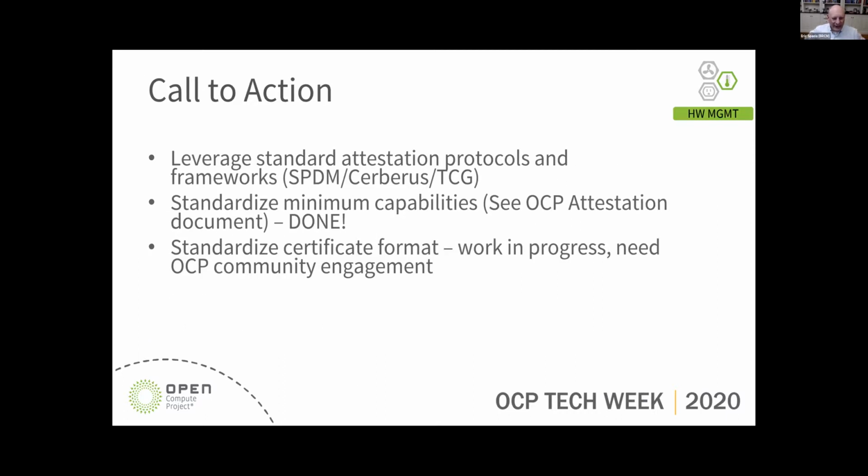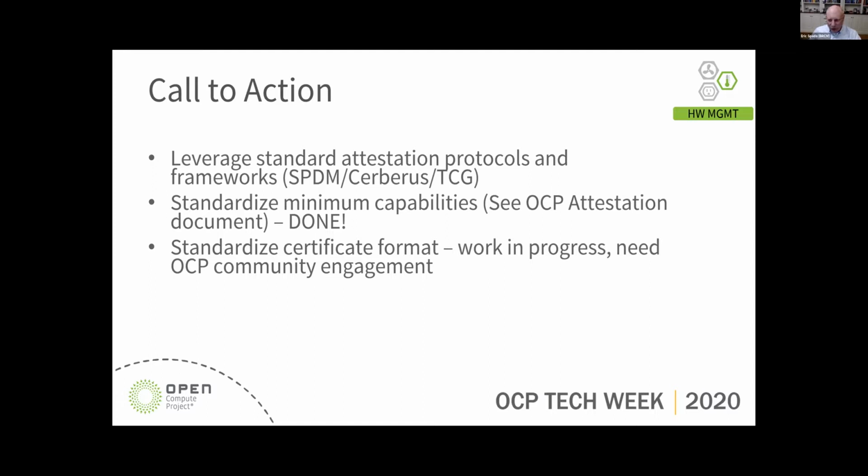Okay, so I think I've gone through and demonstrated some of the challenges with implementing this. The big thing that we want to do is make sure that we're not advocating creating yet a third attestation spec. We want to work within the current infrastructure. There's a lot of good work in all of these groups, so we want to work within them.